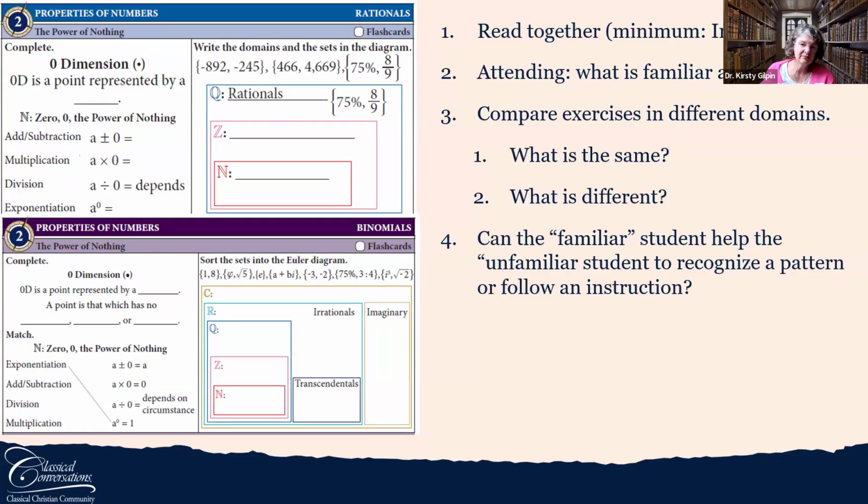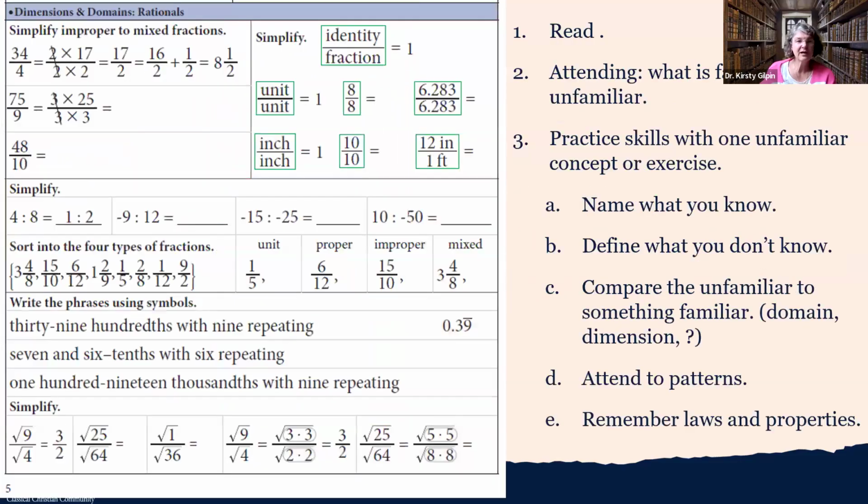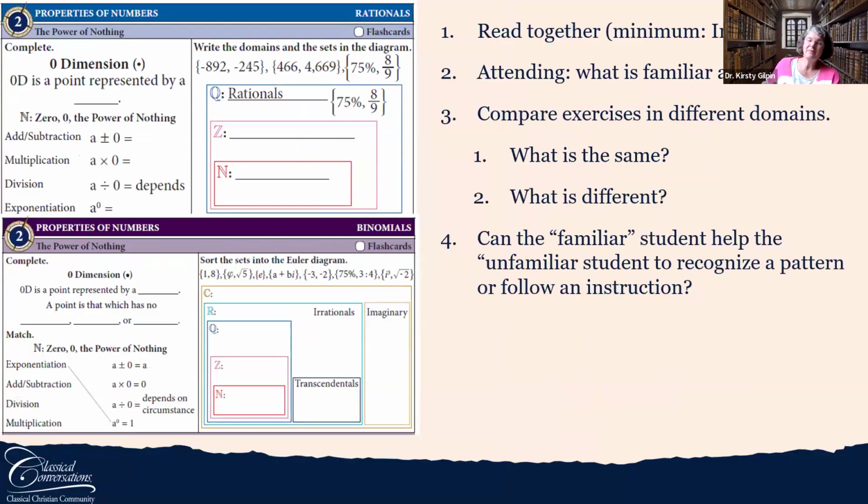Then I'm going to alternate between rationals, and then the next page we'll look at binomials, and we're going to go through some different questions on those where maybe I might be working with one student. That doesn't mean that you can't work with one student on these or two students on the other or three, but I'm trying to come up with a way that we can sort of organize this. And so your feedback is welcome.